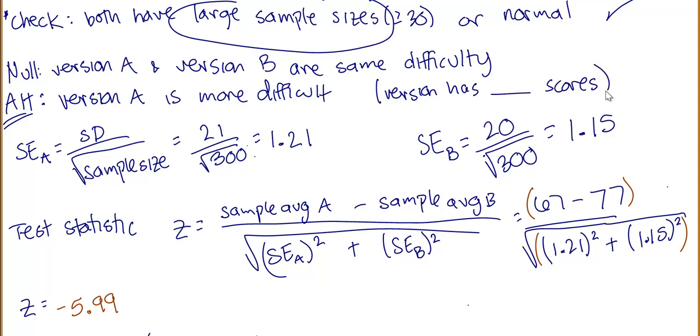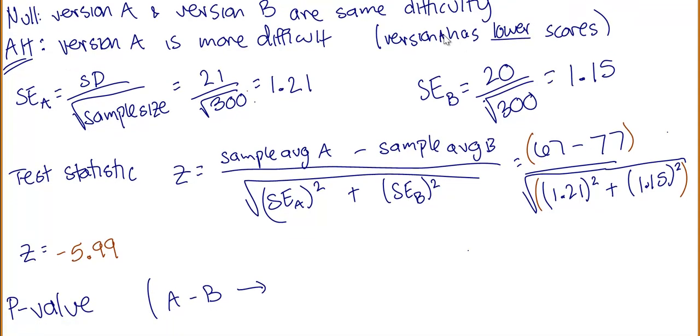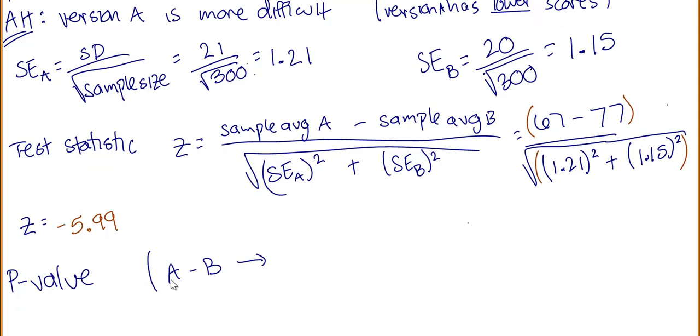So if version A is more difficult, should version A have lower scores or higher scores? Lower. Okay. Version A should have lower scores. So if I do A minus B, I think of it this way. A is supposed to be small numbers, and B is supposed to be big numbers. If I take a small number and minus a bigger number, am I going to get a positive or a negative? Like 3 minus 10 would give me negative 7, right? So if I do something small minus something bigger, I'm going to get a negative result.